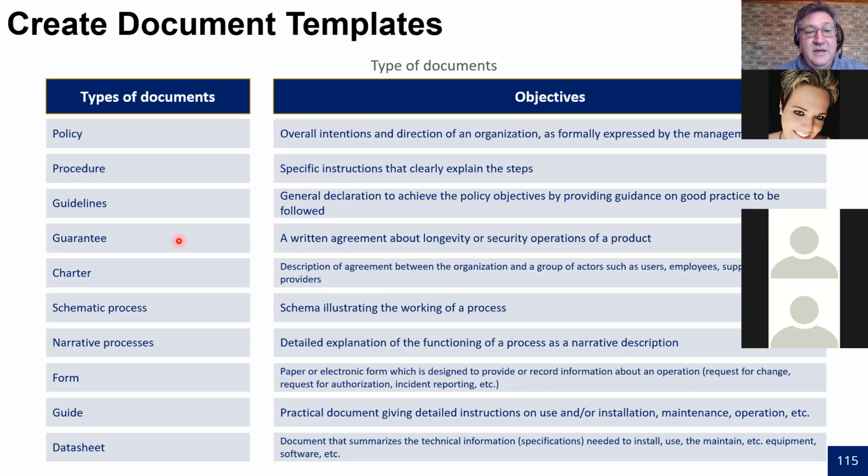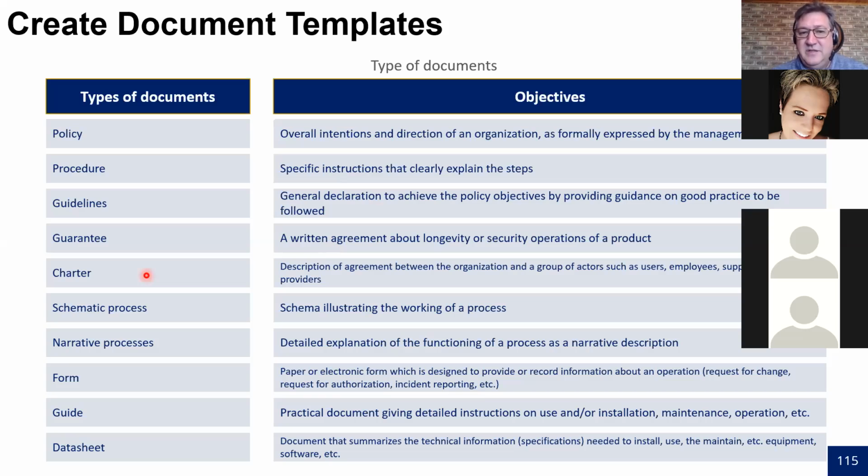A guarantee is a written agreement about longevity, on security operations or any kind of operations of a product. And that guarantee is actually a level 1 document, because you can take it to court. You can take it to court and you can actually claim damages about that.